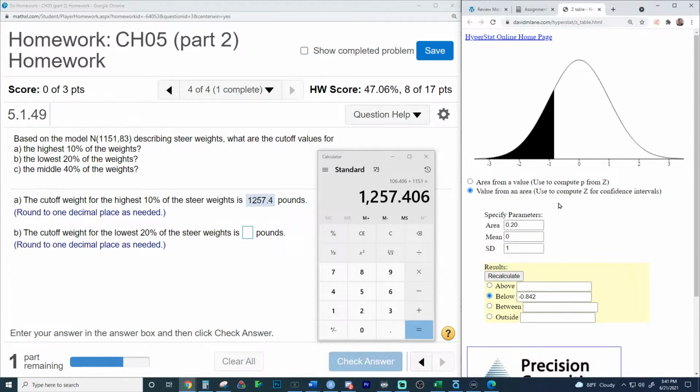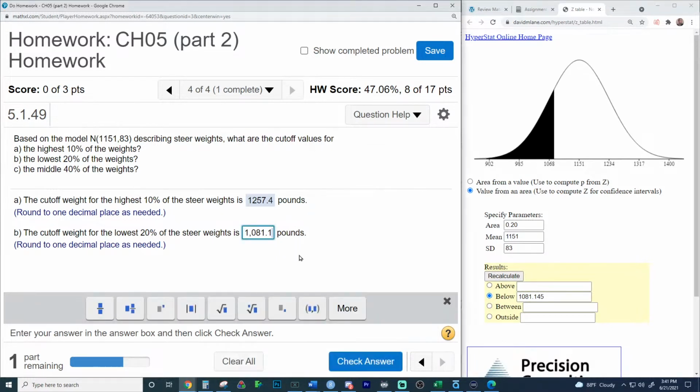So when you think about this, an observation here would be this far below the mean in terms of standard deviations. So going back to here, we can take this, multiply it by 83, and that's how many units it is below the mean. But remember, the mean's not at 0, the mean's at 1,151. So we take that and subtract, and that is the answer. We can confirm this by putting the context back in here so we can see it, and there's the answer right there. It carried a few more decimals.